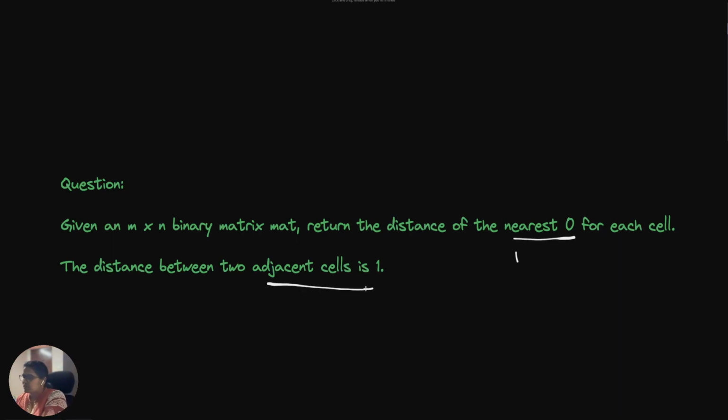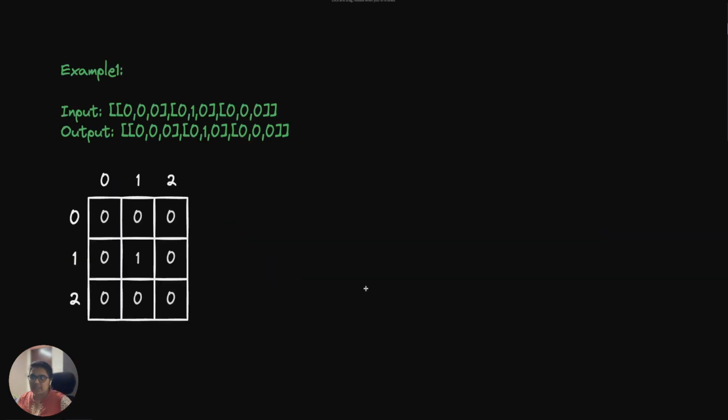So let's look at an example. In this example, the input matrix is 0 0 0, 0 1 0, and triple zeros. Clearly, to reach 0 you don't have to do anything, so the distance is 0. But for this one, to reach the nearest 0 you have to travel at least one cell, which is why in the output matrix only this one is 1 and the rest are all 0.